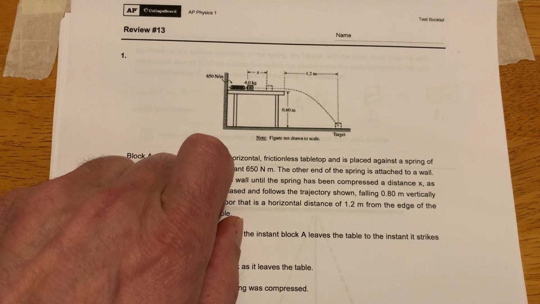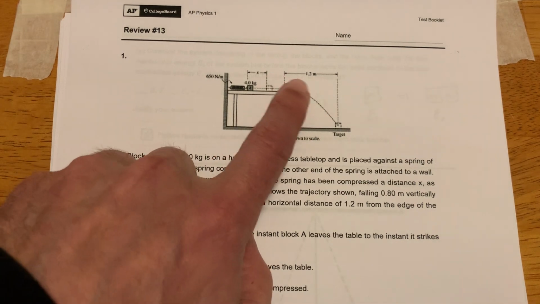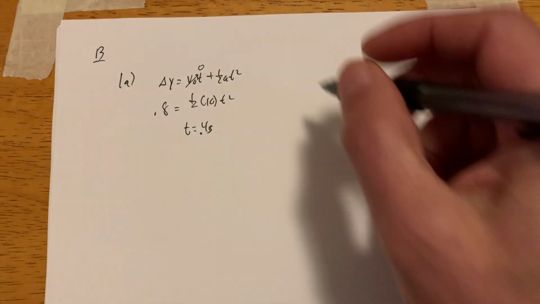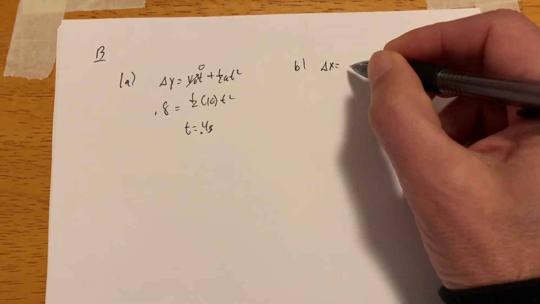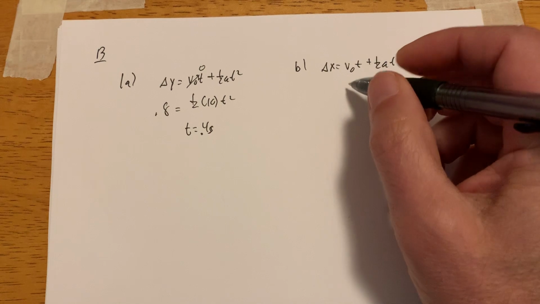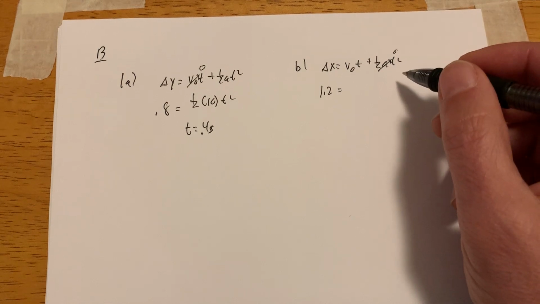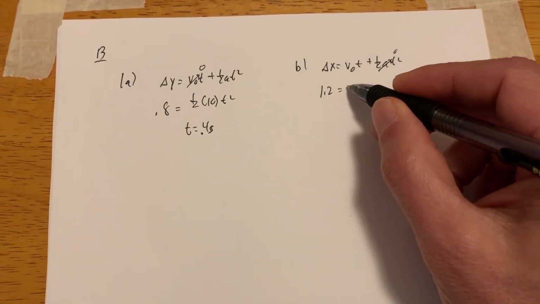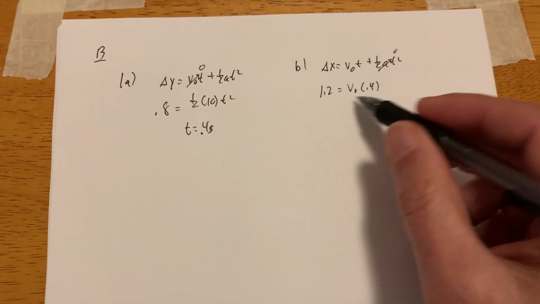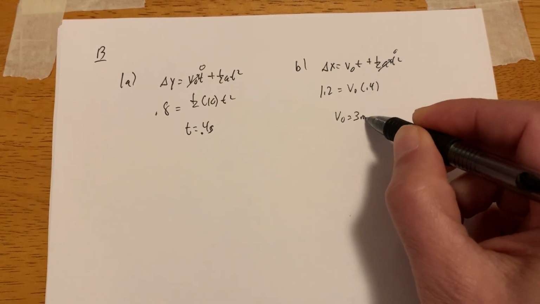All right, upon looking at it again, I know how long it's in the air, and I know how far it's been traveling horizontally. So it looks like I can use the same exact relationship. So 1b, delta x is equal to what? v0t plus 1/2 a t squared. How far did it travel? 1.2. Obviously, since it's traveling horizontally, there's no acceleration in the horizontal. And it was 0.4 seconds. So doing a little bit of math here, 1.2 divided by 0.4, I get v0 of 3 meters per second.